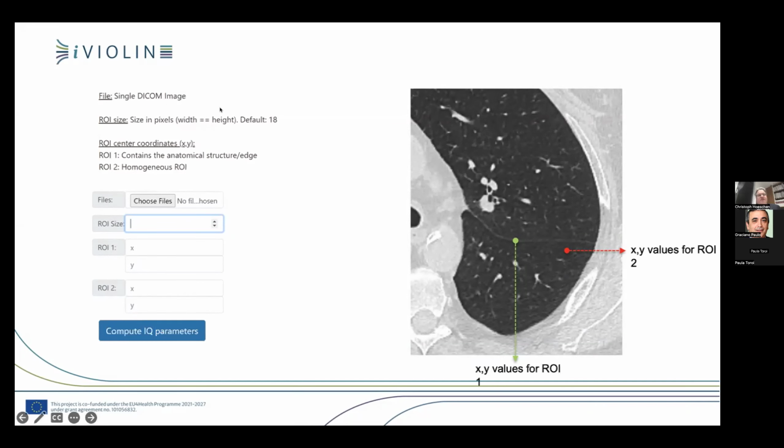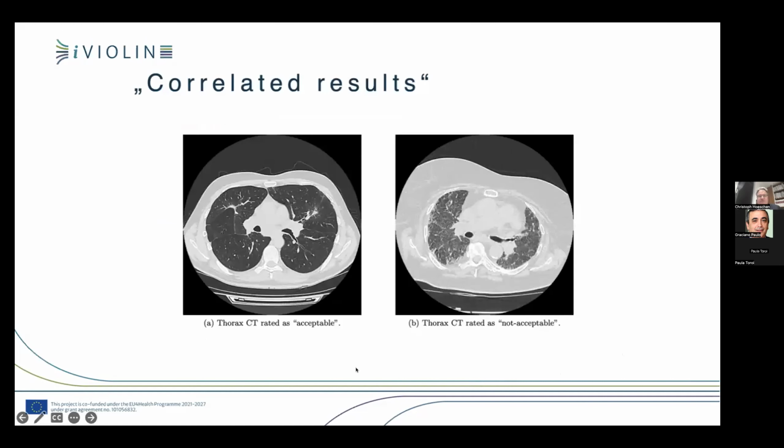So you put in a single DICOM image so far, and you have to look for the positions that you need. So the XY value here, for example, for the major fissure of the left lung, and the position for the ROI for the noise power spectrum. Number 1 contains the structure, and number 2 the homogeneous area. And then you put in the ROI size. Typically you would use something like 18 pixels, and then it will calculate the parameters.